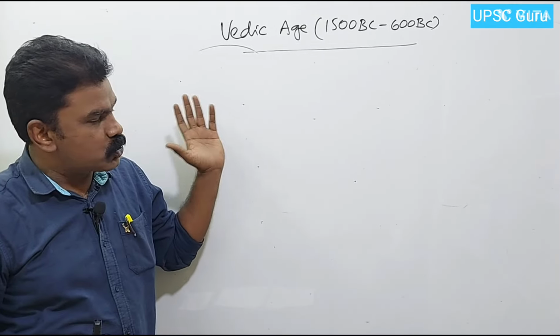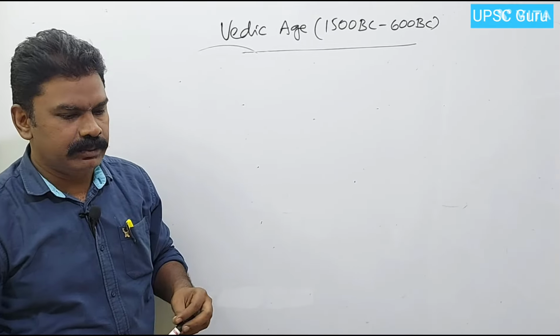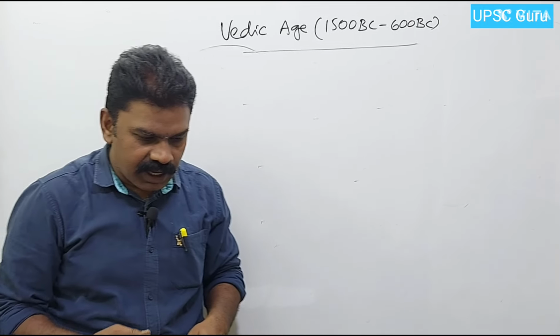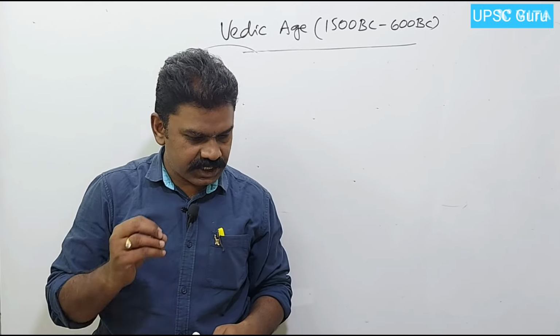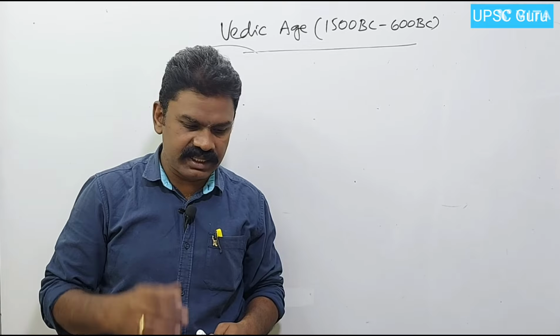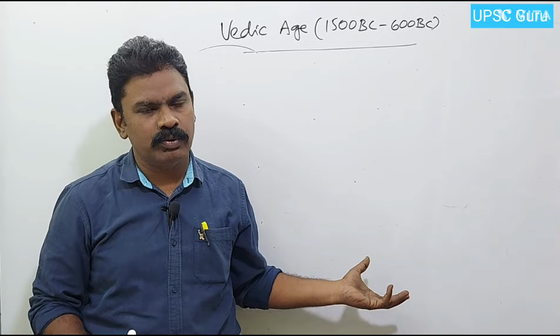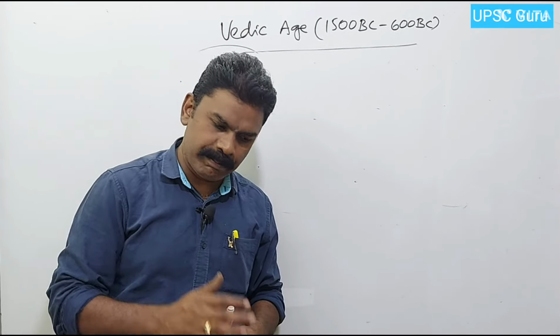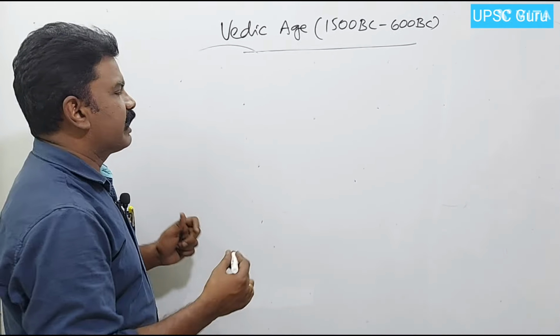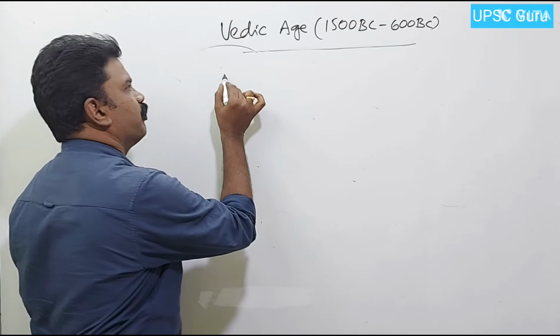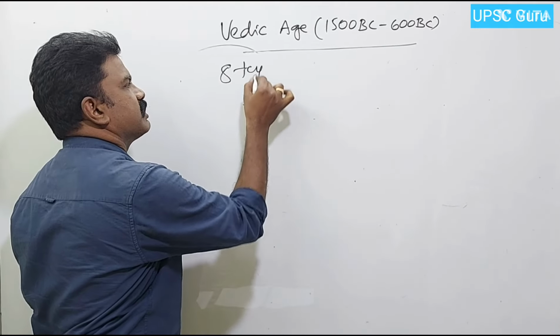In the latter period society, according to the Atharva Veda, the first time Gotra is mentioned in the Atharva Veda, and also eight types of marriages were mentioned in the Atharva Veda, in the latter Vedic period. Eight types of marriages existed.